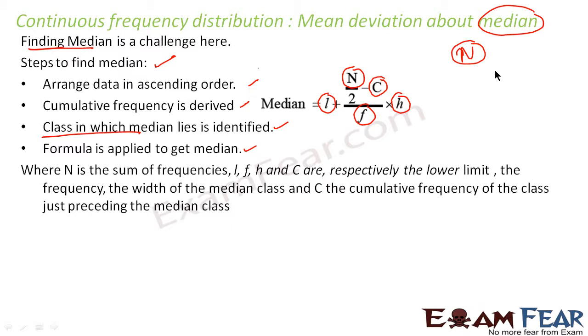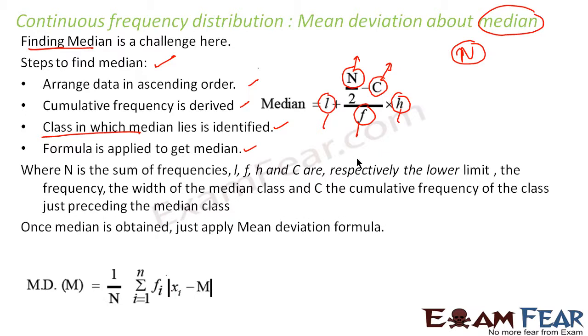Once we know the class in which the median lies, then we know l, f and h, because these are properties of that class: lower limit, frequency and the width of the class. Also, we know the value of C, because C is nothing but the cumulative frequency of the class just above the median class. N we already know, and then we can find the value of the median. Once we have the median, we can use the formula to find the mean deviation about median. The same formula, sigma fi |xi minus M| by sigma fi, or you can use M, both are the same.